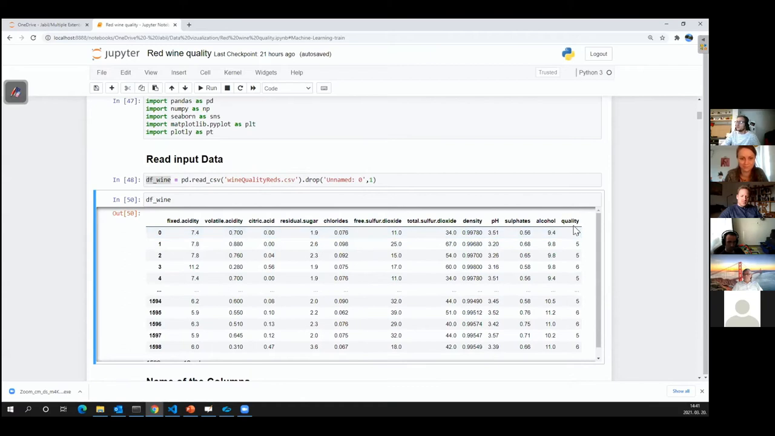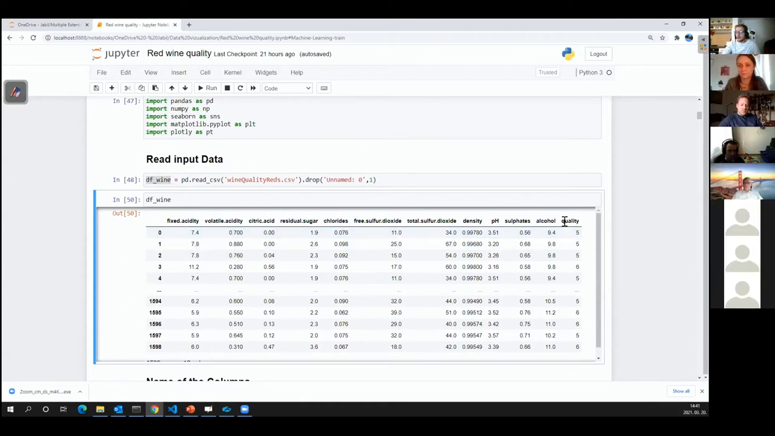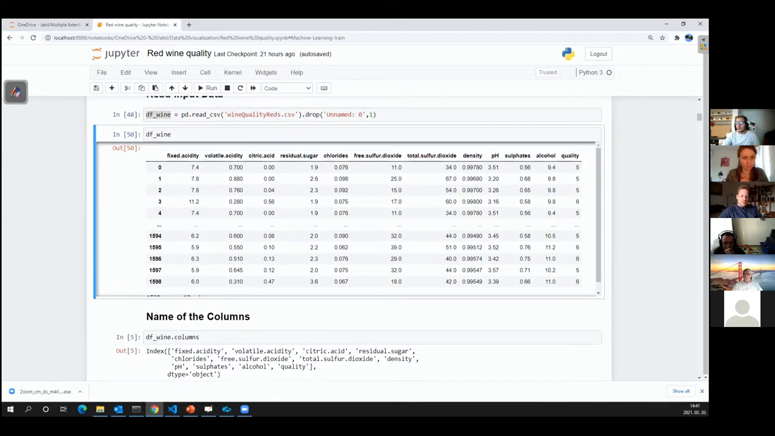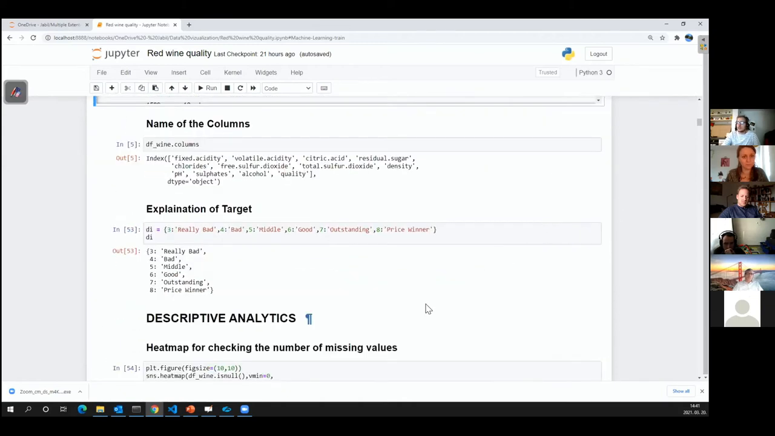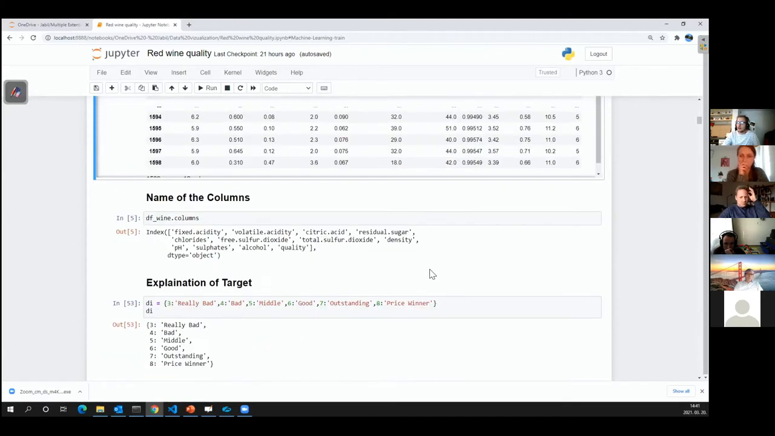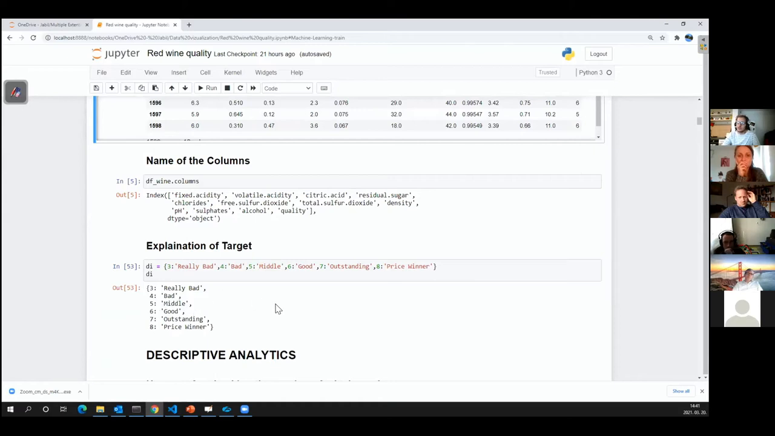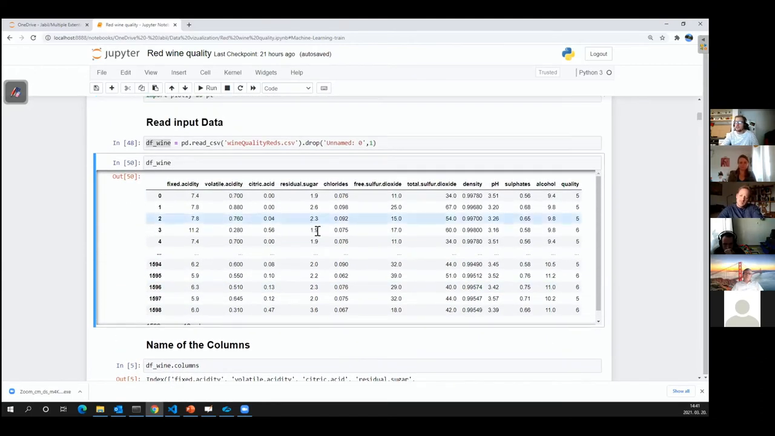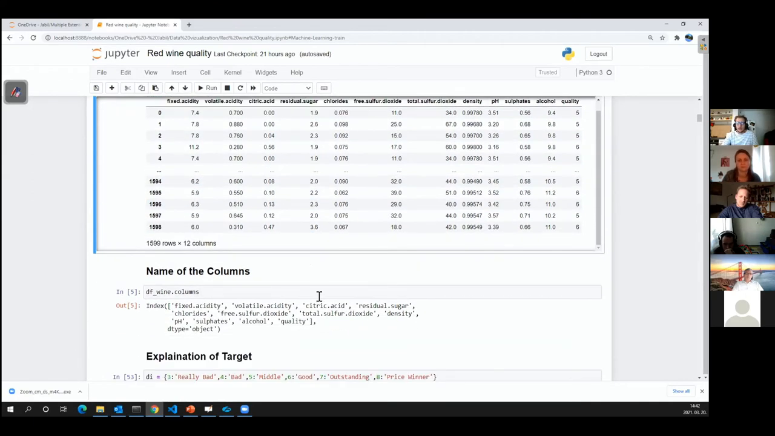And as the target value, we have a so-called quality target, which tells us what our wine quality is. Basically, I summarized what the numbers mean. In the target column, we have six different values, which can be associated with wine properties like really bad, middle, good, outstanding, prize winner. And our purpose is to have a model: if we have an unqualified wine, and we know the chemical features of that wine, can we predict what that wine quality will be?